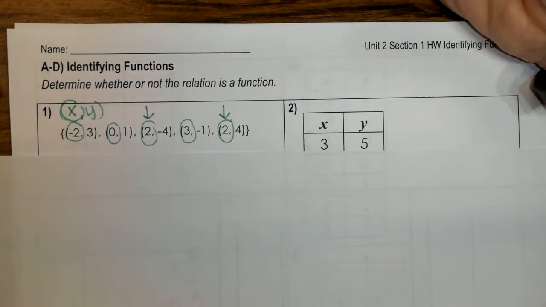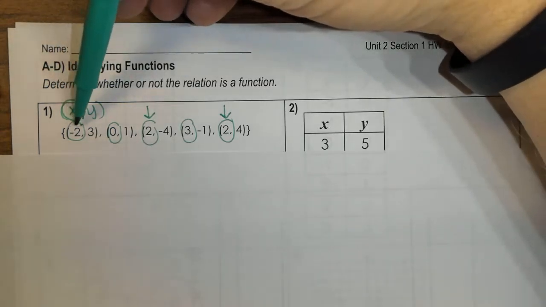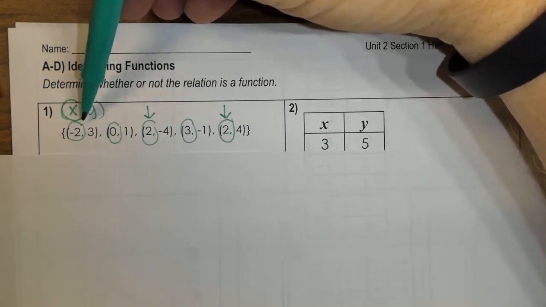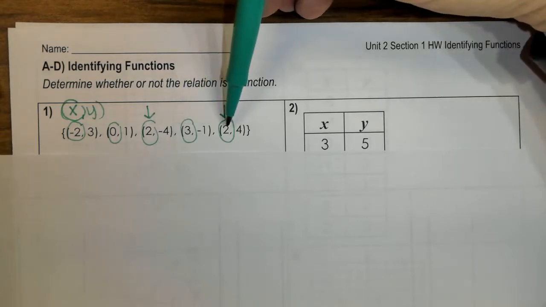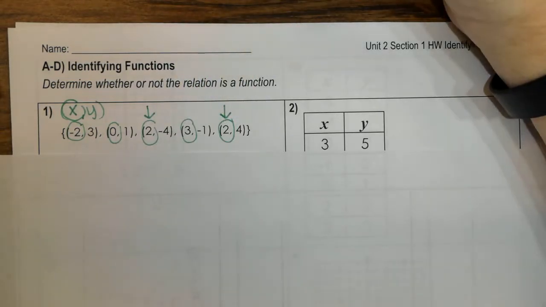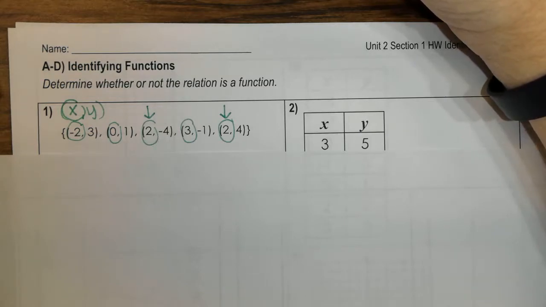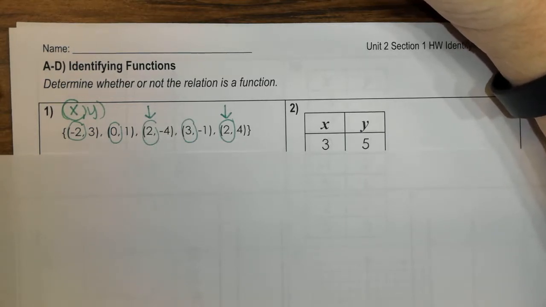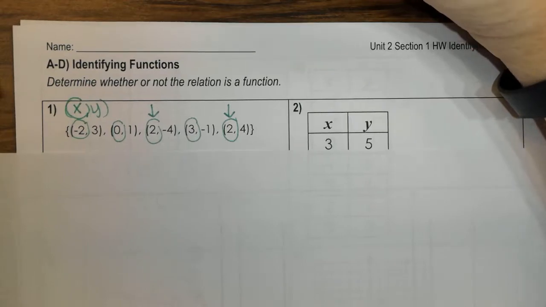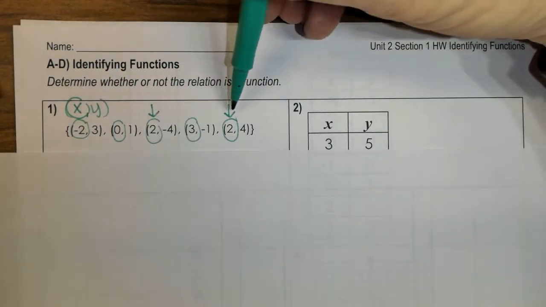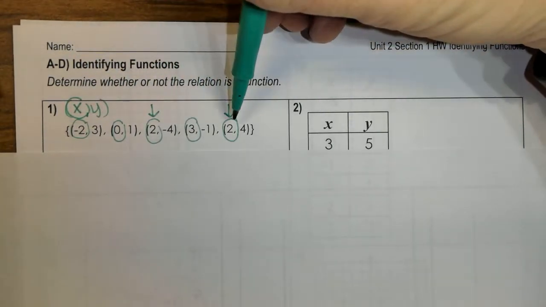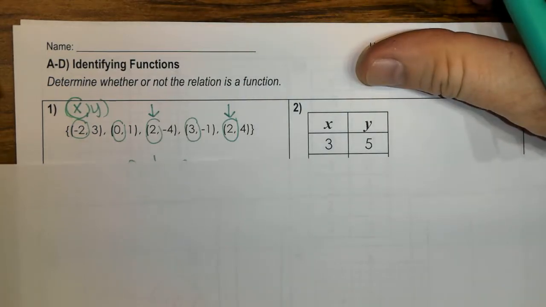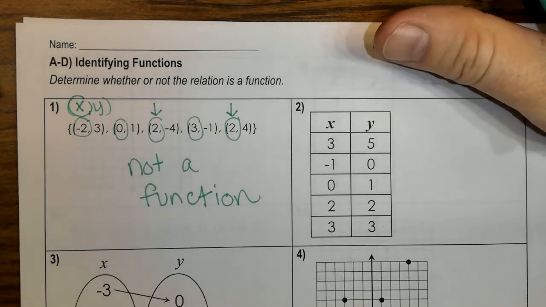So I've already done this one. All you do is look. I circled each x value, and you want to see if any number repeats. If it does not repeat, so everything is different, it is a function. In this case, look, I have two 2's, so I have a number that repeats, which you cannot have. So this is not a function.